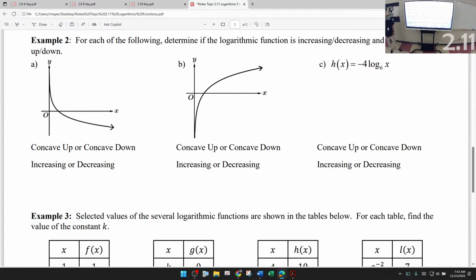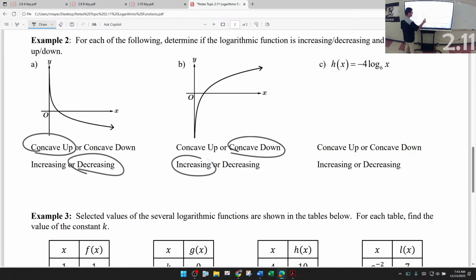Increasing, decreasing, concave up, concave down. I think we've kind of somewhat beat this up. This one's decreasing. That one's increasing. This one's concave up. That one's concave down. When they give us the graph, it's easy. So it's concave up and it's decreasing. This one is concave down and it's increasing.